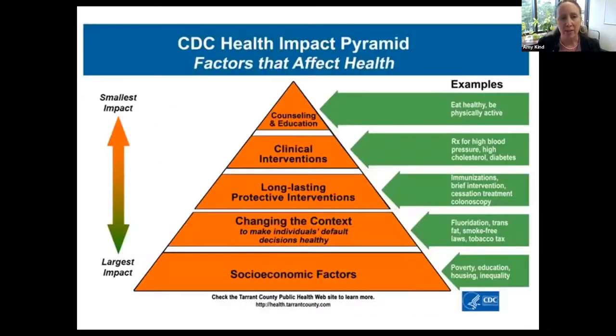So as Dr. Barnes had mentioned, social determinants of health are critical in the health and well-being of human populations, and this has been recognized for decades. This happens to be the CDC's health impact pyramid, and you can see here by far the largest impact in human health in general is felt to be derived from socioeconomic factors and the social determinants of health.